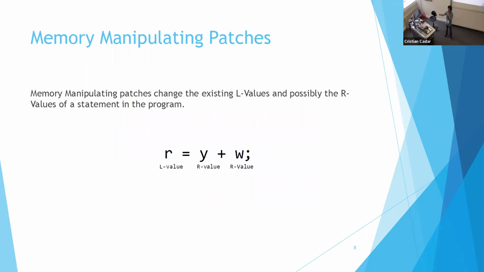And memory manipulating patches change the existing L values and possible R values of statements. So let's briefly discuss what L values and R values are. R values are the values that are usually on the right side of an expression or in if conditions, etc. And L values are the values that are on the left side of an assignment.